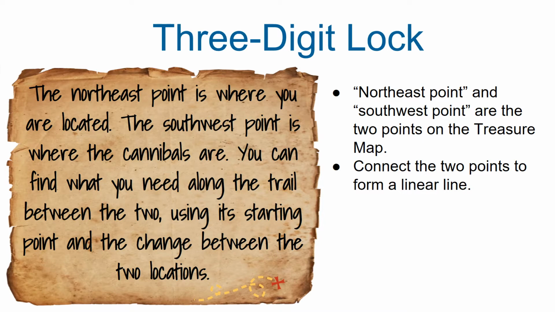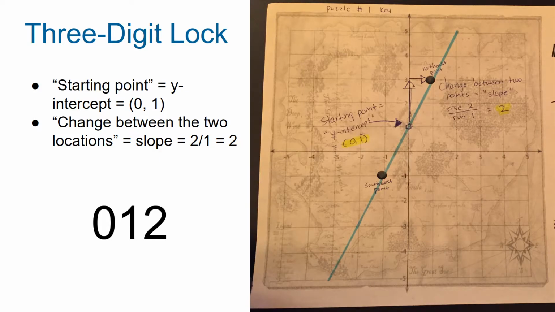Starting point is the y-intercept, and the change between the two locations is the slope. As shown in the picture, the starting point or y-intercept is 0, 1, and the change between two locations or the slope is rise over run or 2 over 1, which is reduced to 2. The 3-digit for the lock is then 0, 1, 2.